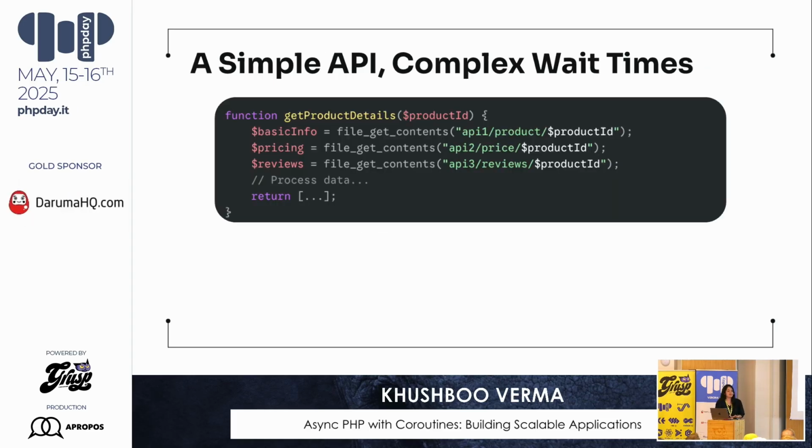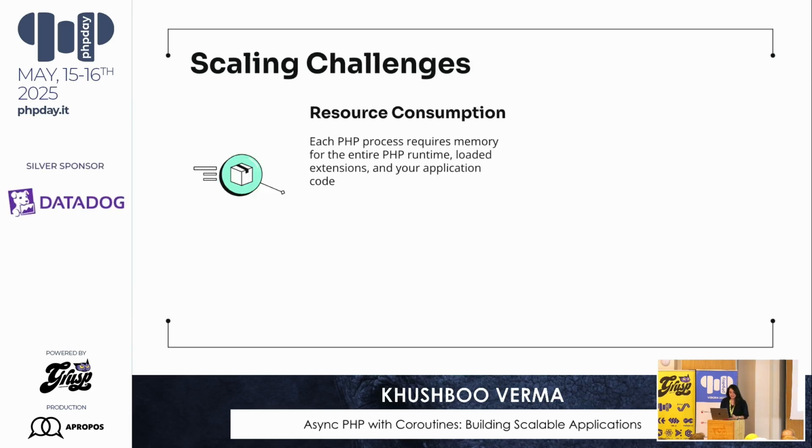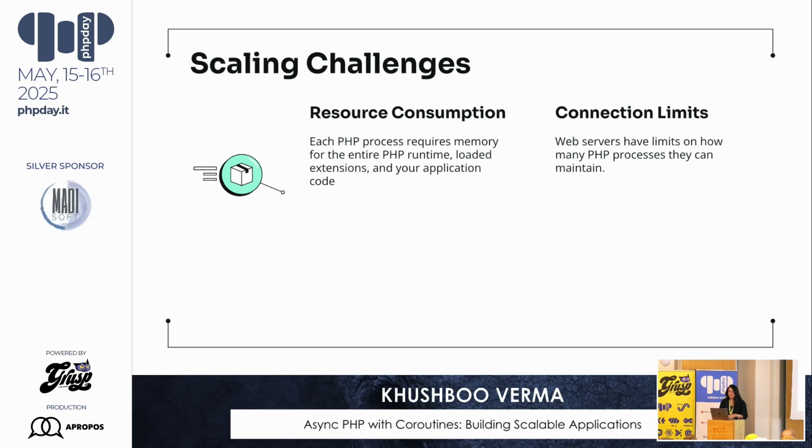So let's look at a simple example. Let's say that there was an e-commerce platform. It had to make 3 API requests, one for getting the products, one for getting the prices, and one for reviews. So it would actually do it synchronously, and it would wait for all the 3 requests to finish, and the total time would be the addition of all the 3 requests. And if there are multiple users, the performance becomes even worse. So there are obviously scaling challenges. There is resource consumption, in that each PHP process has its own memory. It loads extensions, application code, and each web server has a certain connection limit, and they can only maintain a certain number of PHP processes.